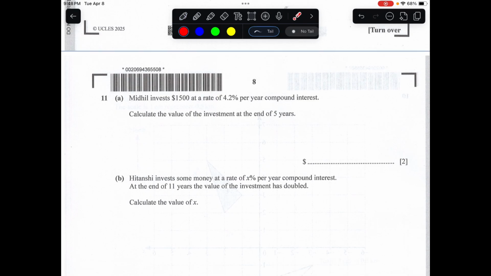Question 11. Mitchell invests $1,500 at the rate of 4.2% per year compound interest. We need to calculate the value of the investment at the end of 5 years. So clearly we have to use the compound interest formula. So amount is equal to principal times (1 plus r over 100) to the power of n.